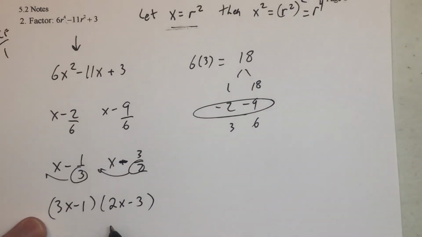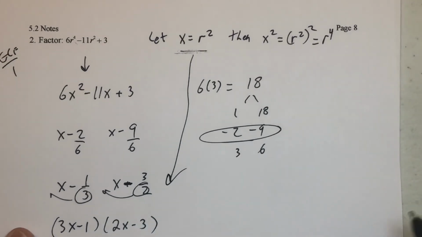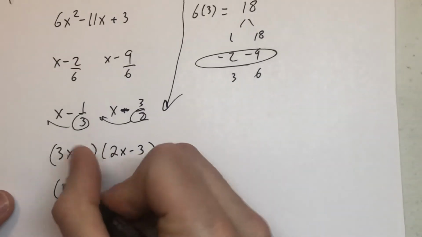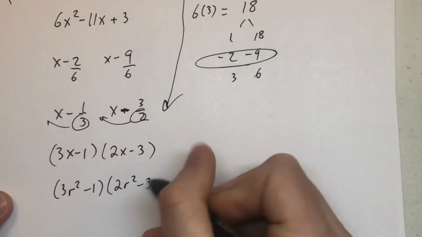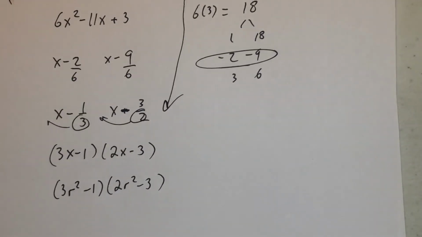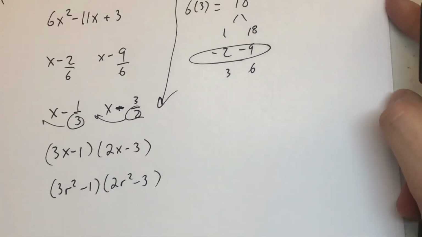And then once we're there, the factored form, we bring back in that substitution we did. Each of those x's actually represents an r squared. Like that. And then, assuming this can't factor further, that is our final factored answer.